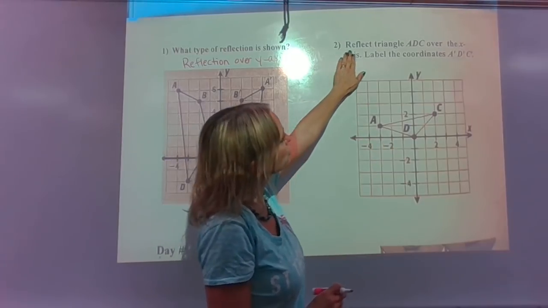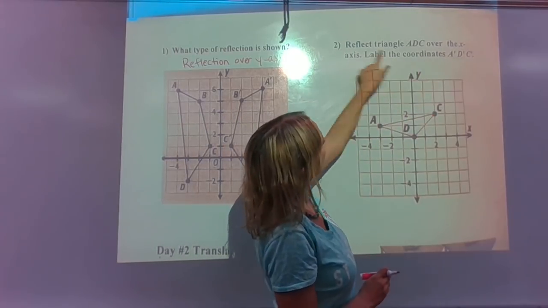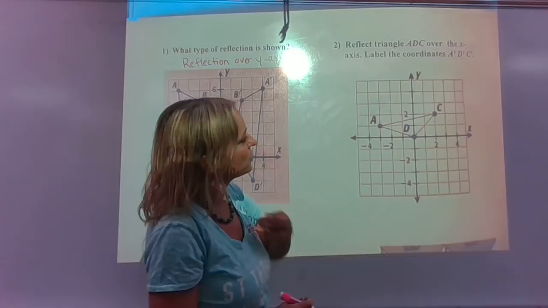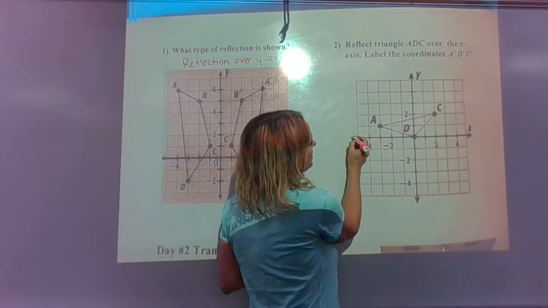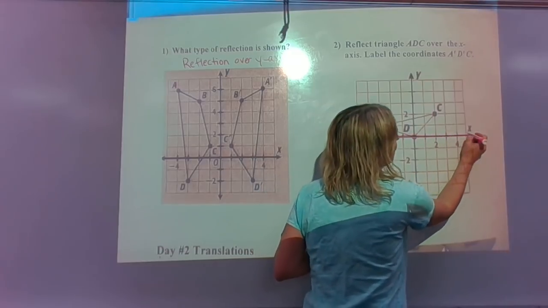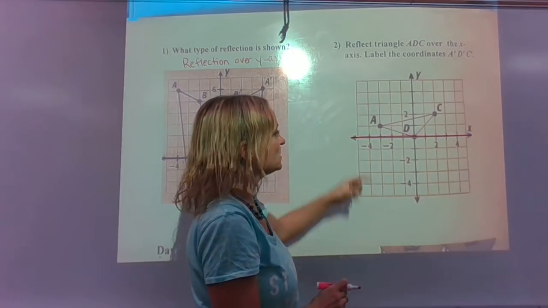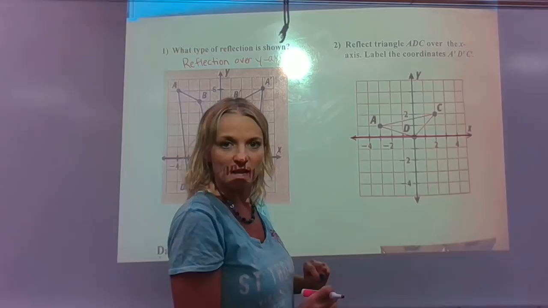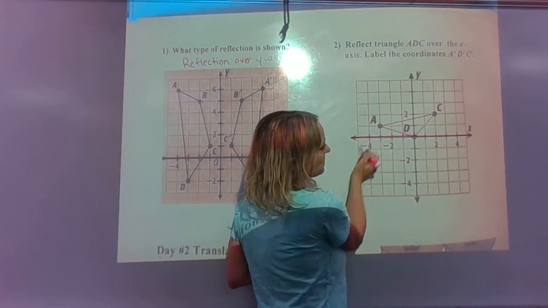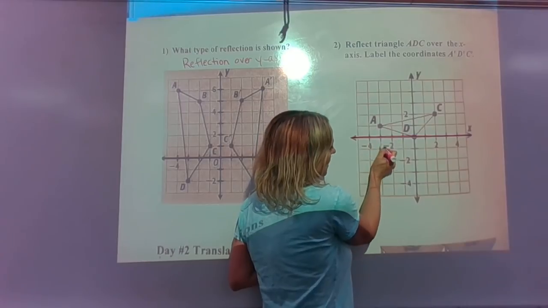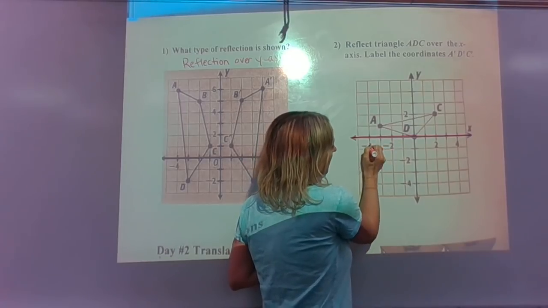All right, and we can also draw our own reflection. So it says reflect the triangle ADC over the x-axis, and then label our new points here. So as we look at our triangle, we're reflecting over the x-axis. So this right here is going to be my line of reflection. So we're going to just take every point and put it the same distance on the other side of the axes. So if I look at A, I notice it's just one spot up, so I'm just going to go one spot down, and that will be my new A.